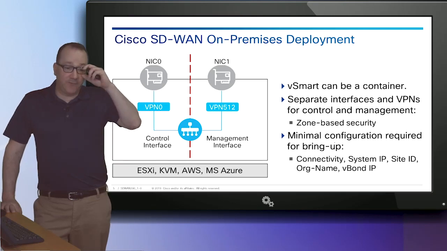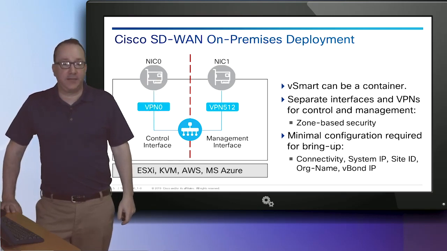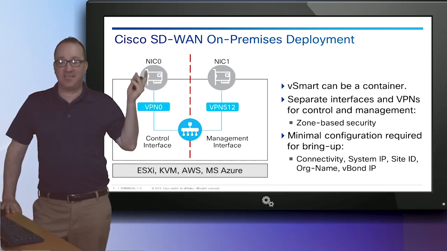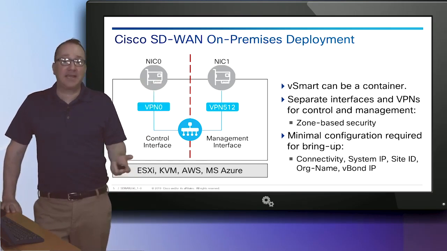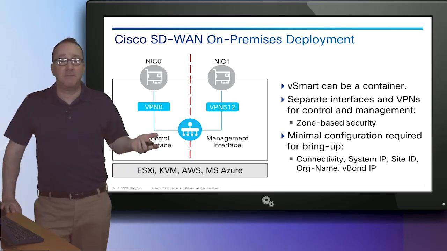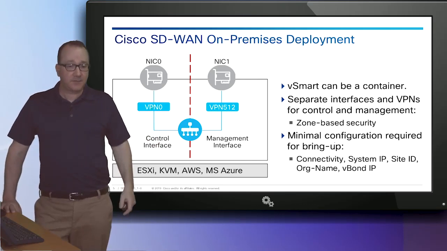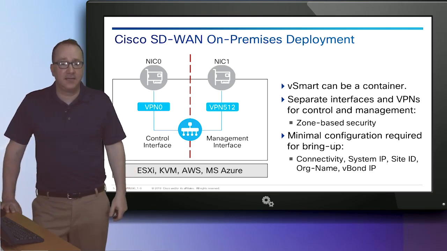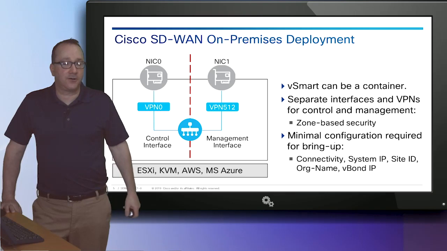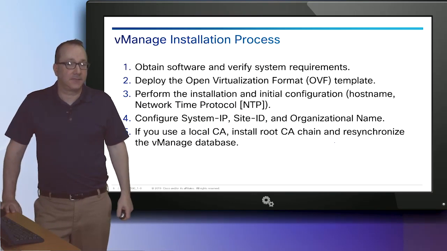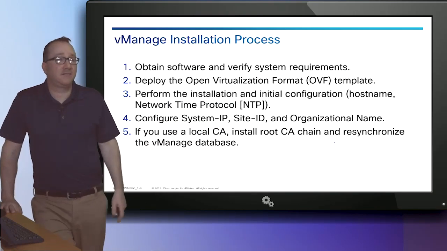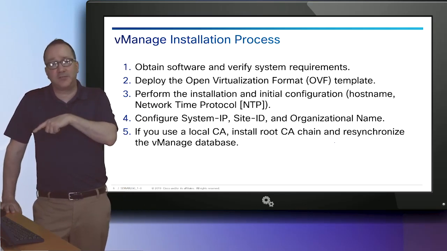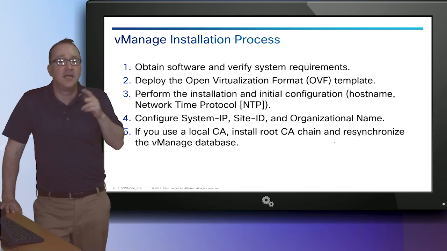At first installation, only a few parameters are required for bringing up a management plane between the controllers: connectivity, system IP, site ID, organization name, and the vBond IP. By connectivity, I mean IP address, subnet mask, and default gateway. You can deploy the controllers on any hypervisor shown on this slide: ESXi, KVM, AWS, or Microsoft Azure. So, step one, go to cisco.com, and we'll have the virtualization description in the next slides.